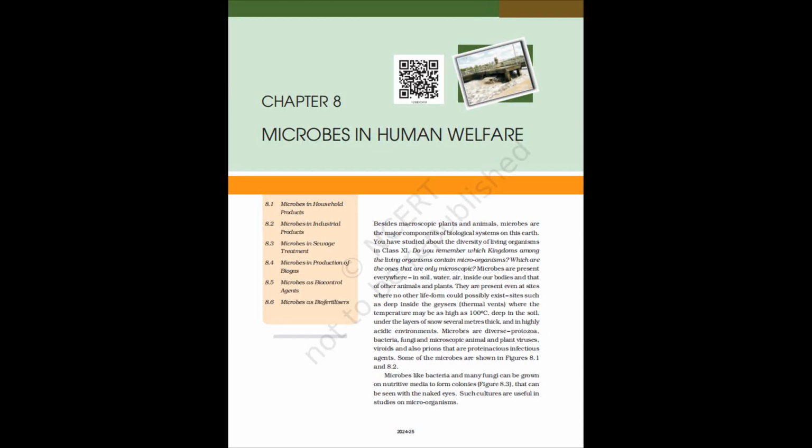14. Arrange the following in the decreasing order, most important first, of their importance for the welfare of human society. Give reasons for your answer. Biogas, citric acid, penicillin, and curd. 15. How do biofertilizers enrich the fertility of the soil?